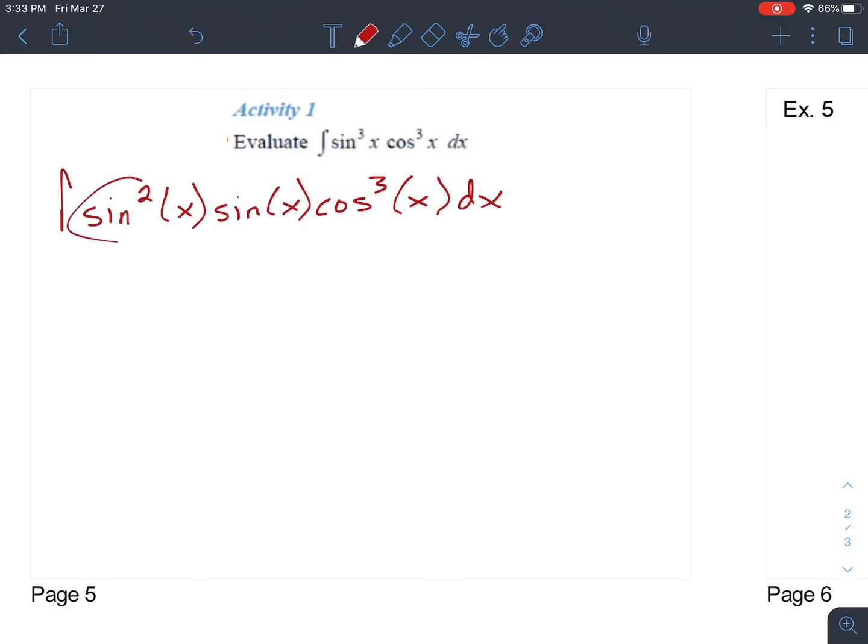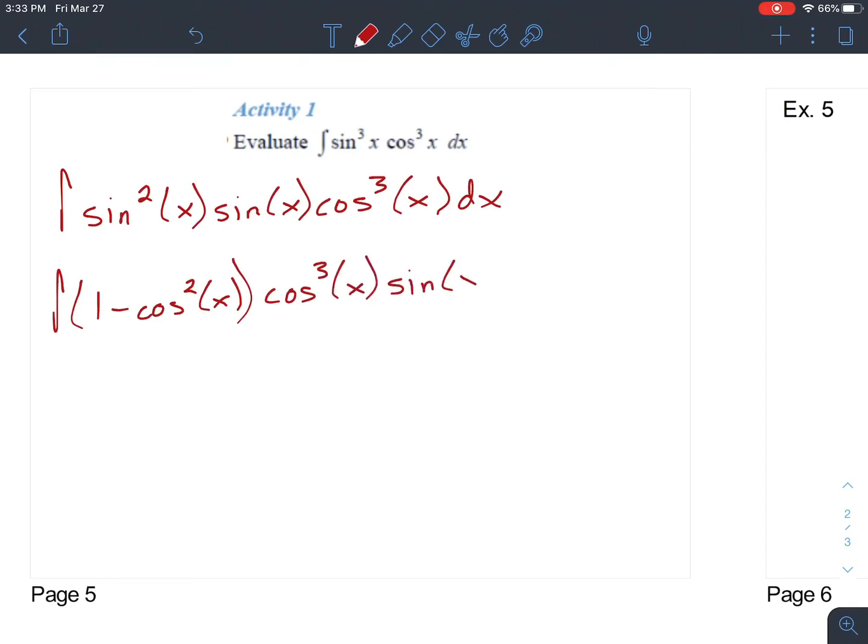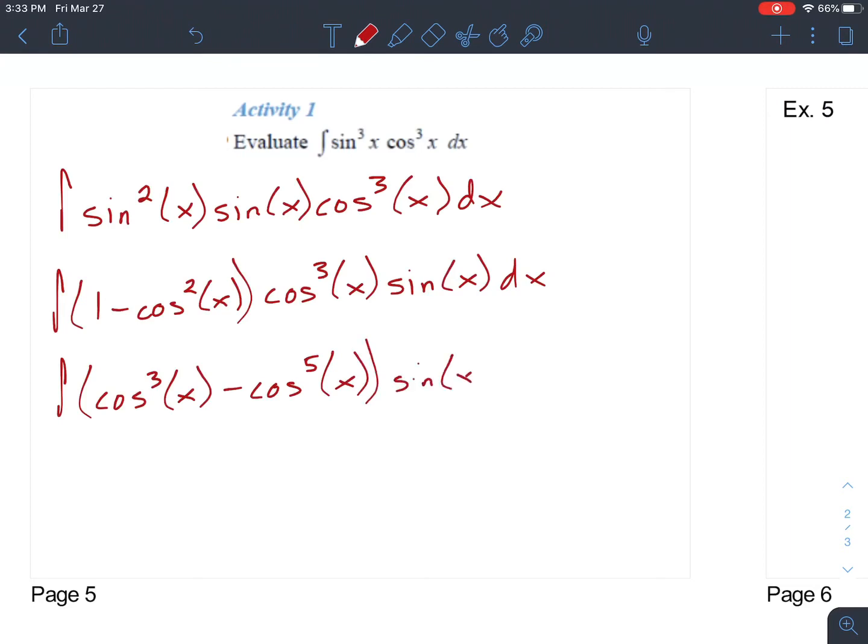This time I will once again take sine squared and turn it into 1 minus cosine squared. I'm going to move cosine cubed to be in the middle. I'm going to move sine of x to be at the end. So then I can distribute, and now we are going to have cosine cubed minus cosine to the fifth. And then it'll be sine of x dx.